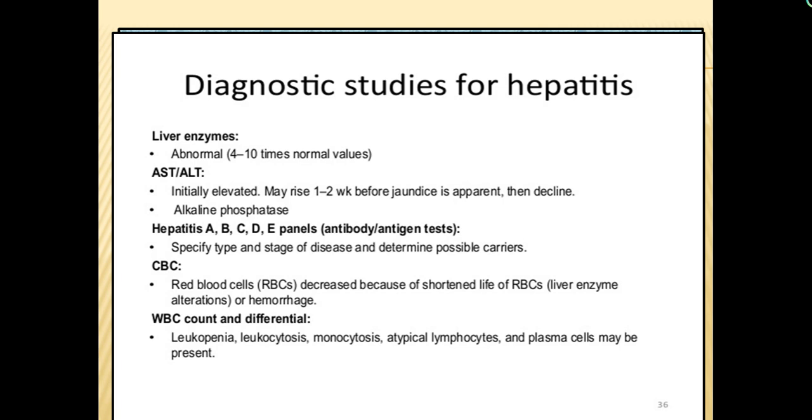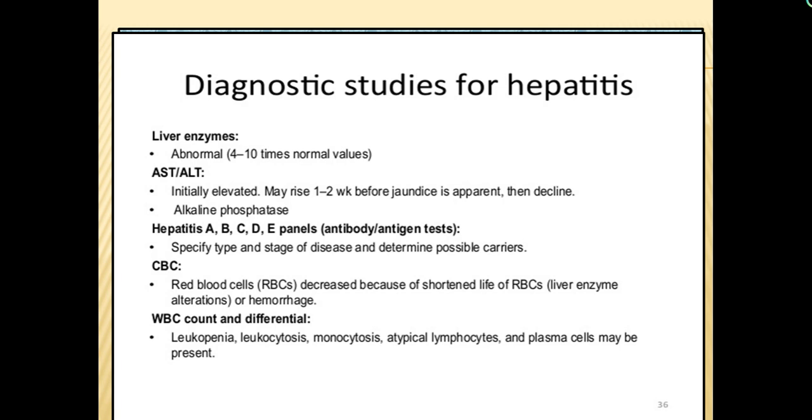Okay, so we usually check the AST ALT ratio. The AST ALT ratio normal is less than 1. But in alcoholic hepatitis, this may be more than 1, and this may even cross 2. Less than 1 is normal. This will be definitely more than 1, and in some cases it is even more than 2. So this is strongly suggestive of alcoholic hepatitis.